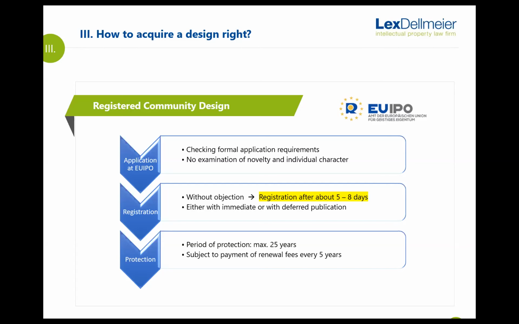With the EU IPO, you can have your registration already after about 5 to 8 days, which compared to the 8 to 10 months that we talked about earlier is incredible. It's an incredible difference. And it might come in quite handy if you very fast need to get a design right, for instance, because you need to enforce it at a trade fair, exhibition, or similar. The protection period is also 25 years, and renewal fees have to be paid every 5 years.